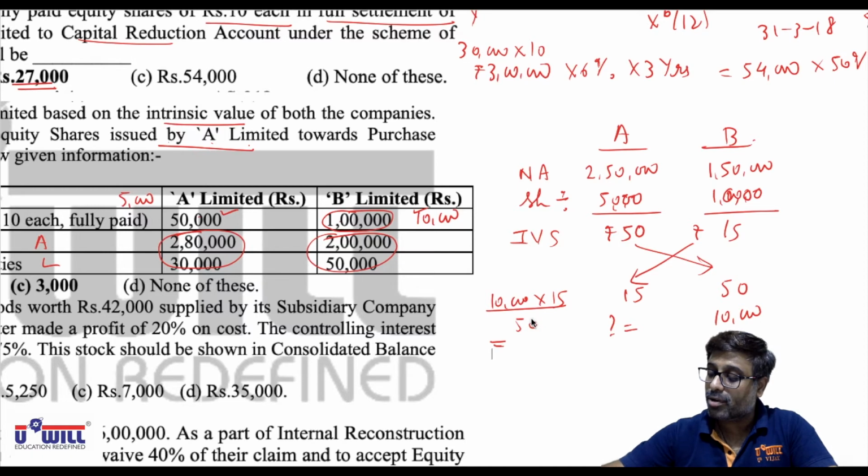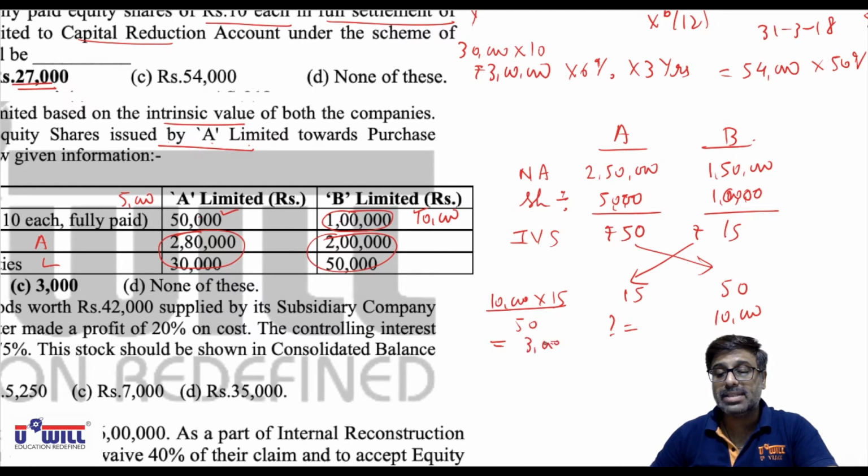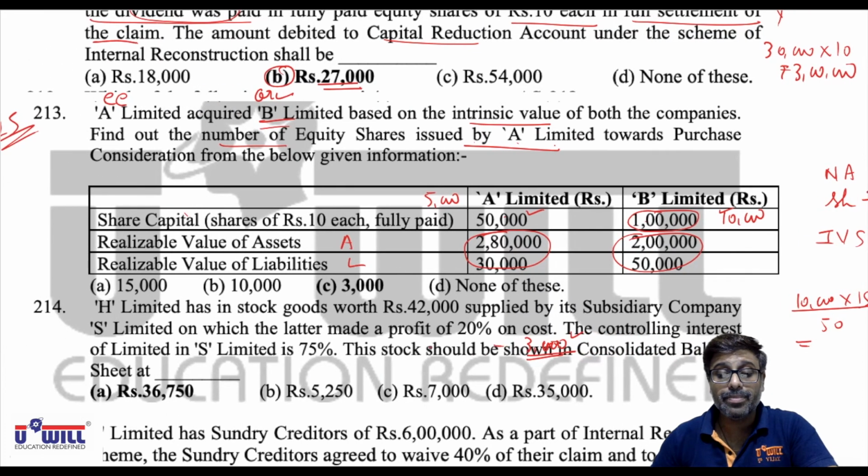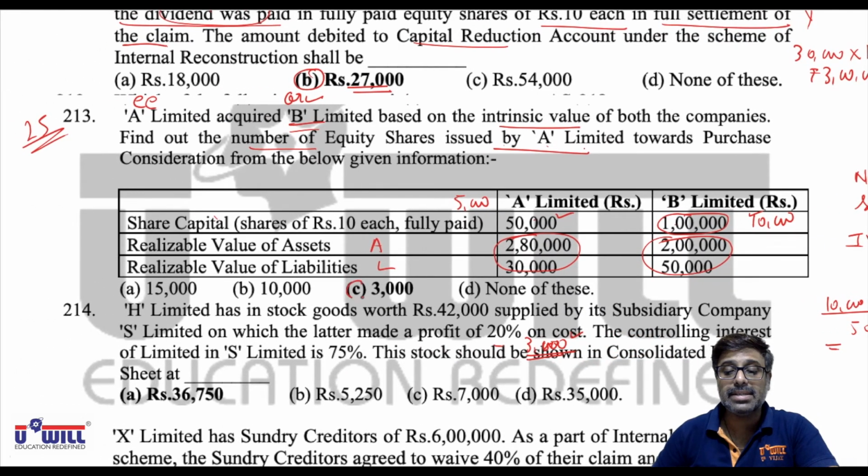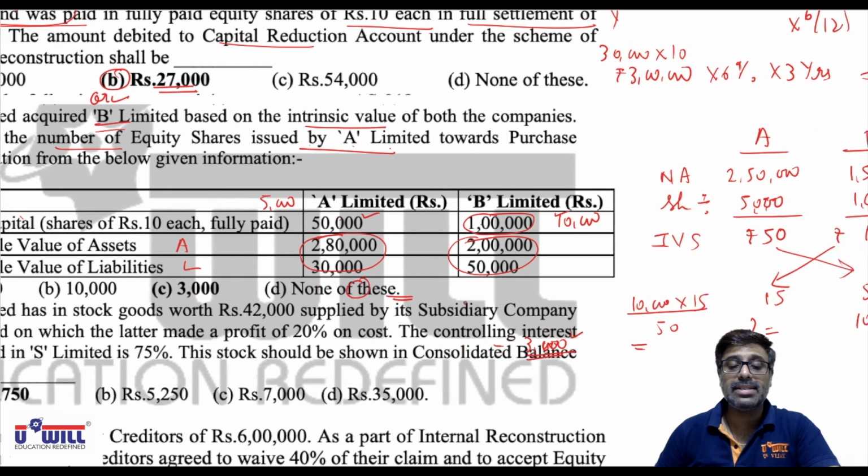Do it, everyone. You reverse it. A simple shortcut, I have given it to you earlier also. So 3,000 equity shares will be given. To satisfy the same purchase consideration, 3,000 equity shares will be given. So the answer is option C, that is 3,000. I hope everyone is clear with this.